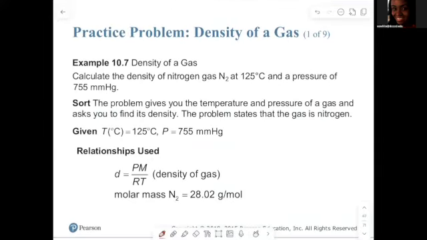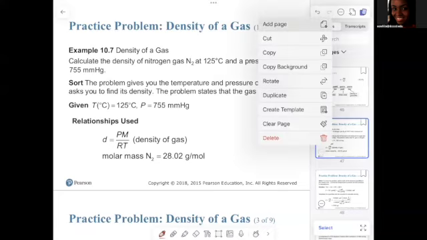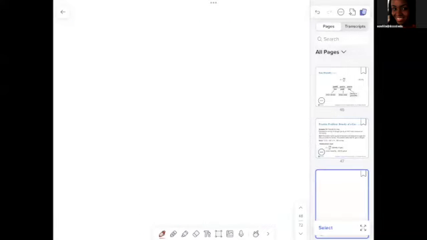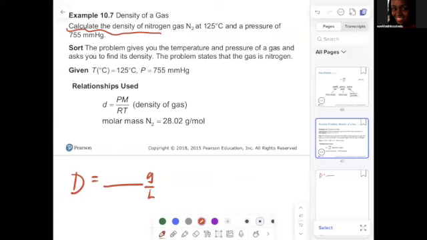So we have a problem right here. Let me see if I can add a page to the problem. In our problem right here, we're told, calculate the density. So what we want here is density. I like capitalized D. So gram per liter, that's what we're looking for.